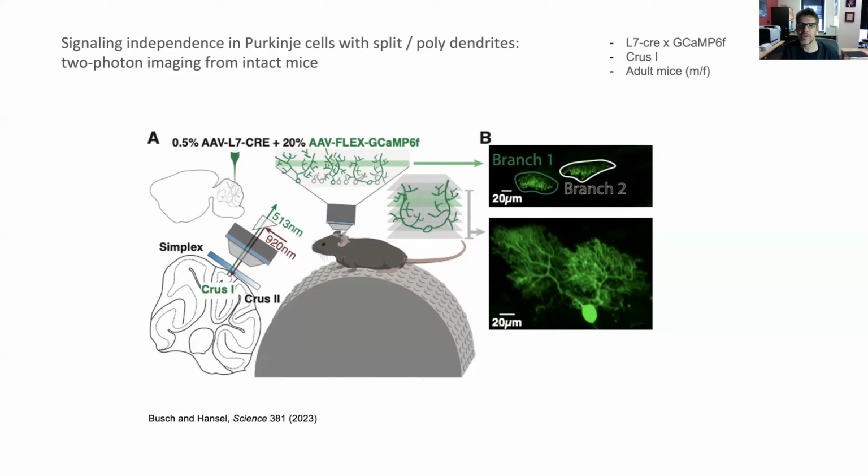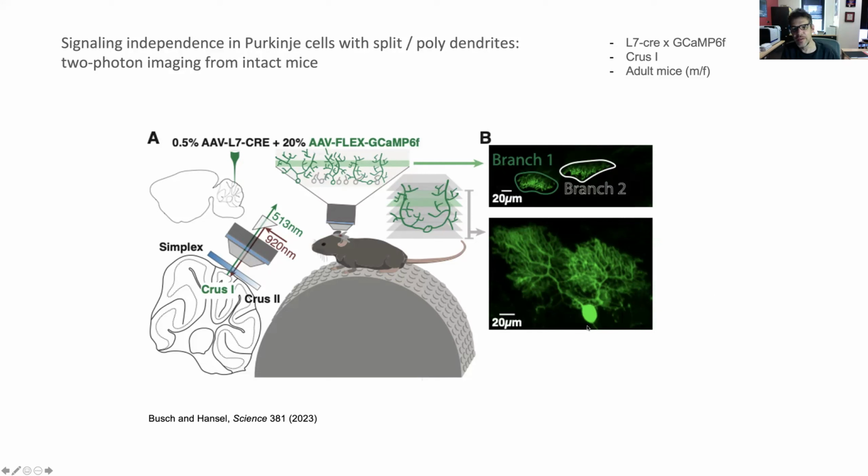Now we wanted to see, okay, is there really a larger proportion? Is there really signaling independence because there are these multiple climbing fiber inputs? For that, we went into two-photon calcium imaging in intact mice. That was done with GCaMP6f and Cre in adult mice of either sex.